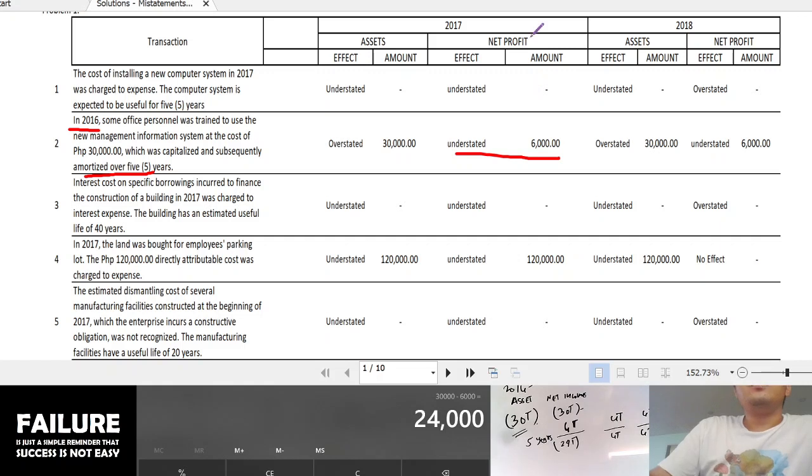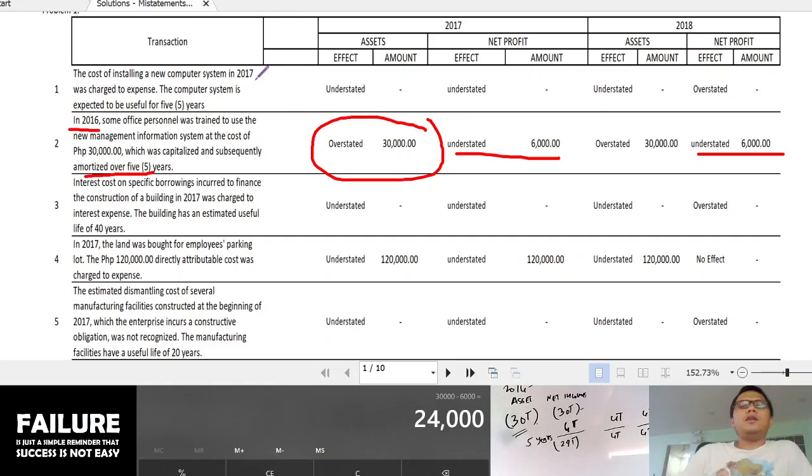understated yung net income natin by 6,000. In 2018, it is also understated by 6,000. As far as the asset goes, obviously, overstated pa rin tayo ng 30,000. Kasi yun nga, we have erroneously recorded it as an asset now. So, klaro yan siya, ha?